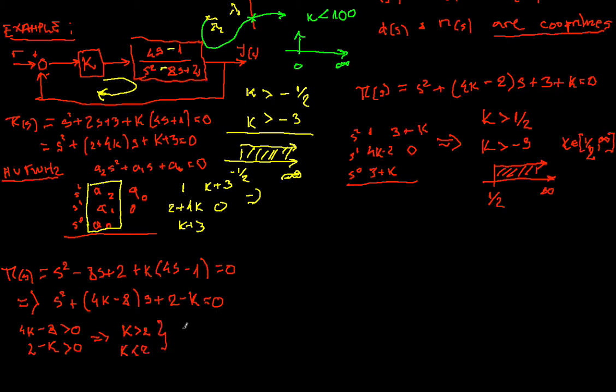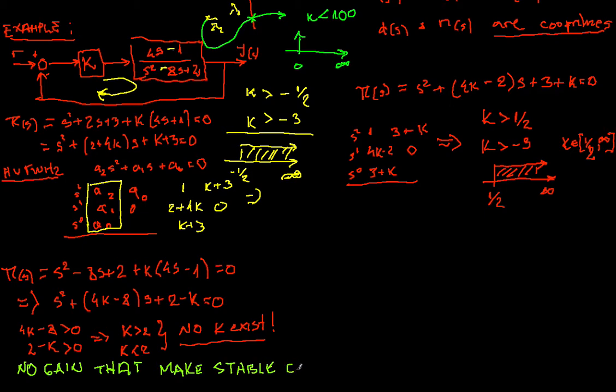Obviously, no k exists. In other words, we demonstrate that in this case there is no gain that can stabilize, no gain that makes a stable closed loop system.